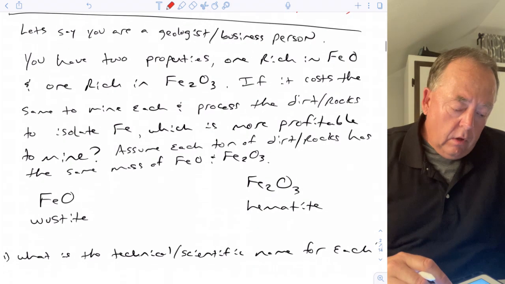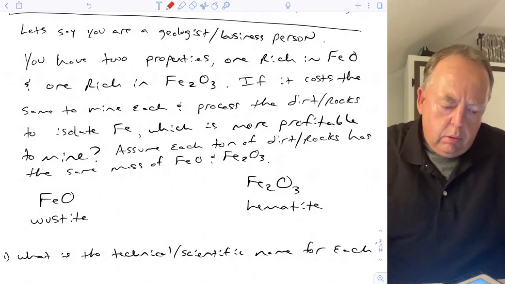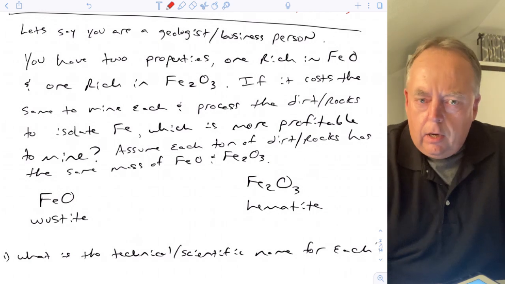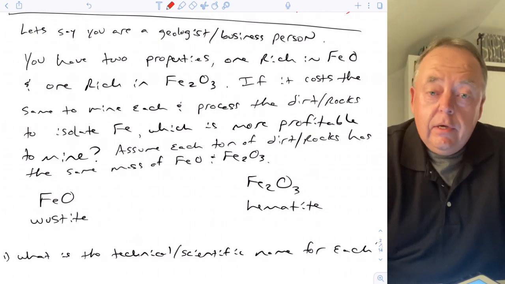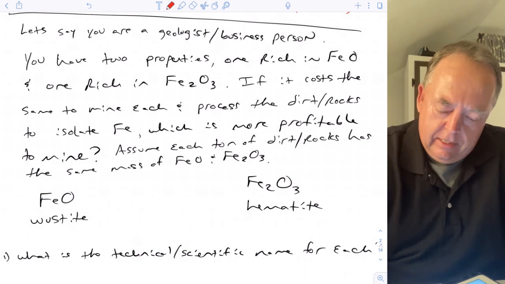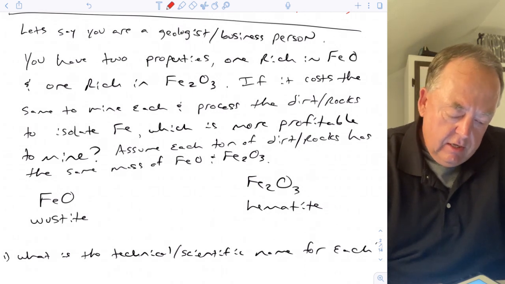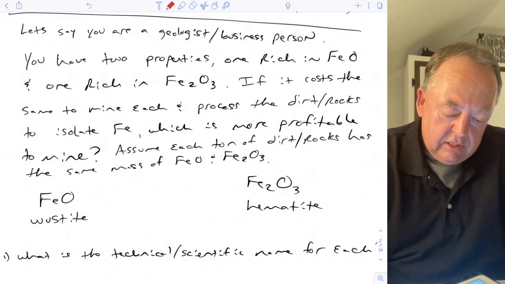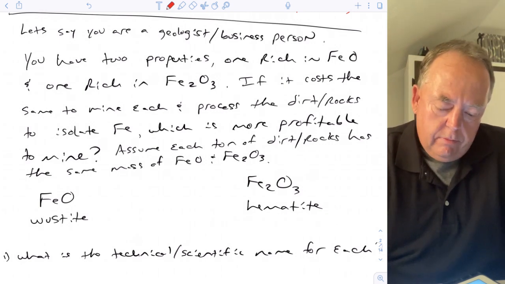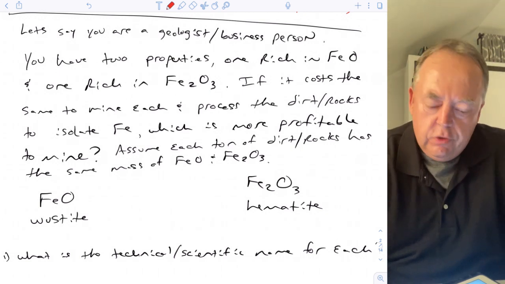Okay. All right, so let's take another example of showing you how this chemistry can be applied. Let's say you're a geologist, a business person. You have two properties, one rich in FeO and one rich in Fe2O3. If it costs the same to mine each, and it costs the same to process the dirt and rocks from the mining operation from each, and the same expense to isolate the iron from the FeO and the Fe2O3, which would be more profitable to mine? The site with the FeO or the site with the Fe2O3?